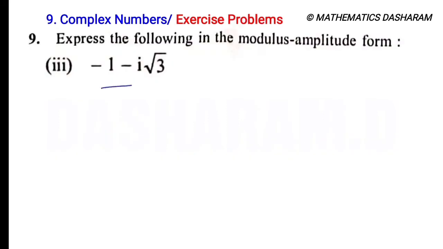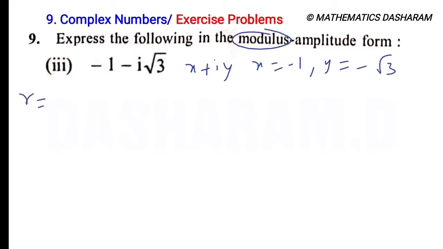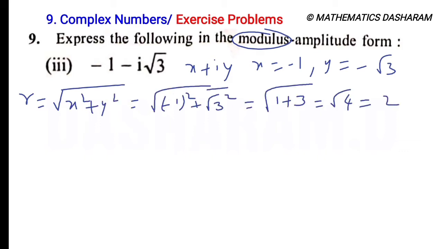Third problem, minus 1 minus i root 3. So compare with x plus iy. So x value is minus 1 and y value is minus root 3. Let's find out the modulus. It is denoted with a small r. So its formula is under root x square plus y square. Substitute x and y values. So it equals 2. So r value is 2.